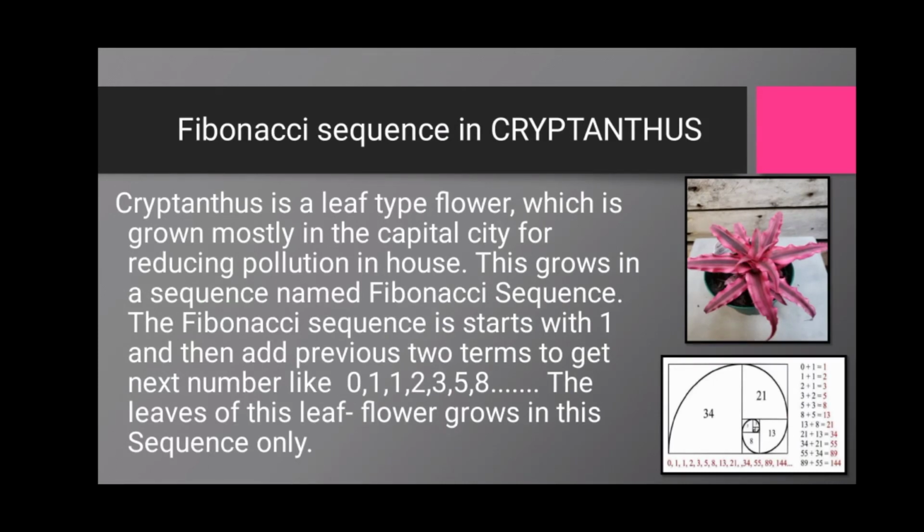Fibonacci sequence in Cryptanthus. Cryptanthus is a leaf-type flower which is grown mostly in the capital city for reducing pollution in the house. This grows in a sequence named the Fibonacci sequence. The sequence starts with 1 and then adds the previous two terms to get the next number, like 0, 1, 1, 2, 3, 5, 8 and so on. The leaves of this leaf flower grow in this sequence only.